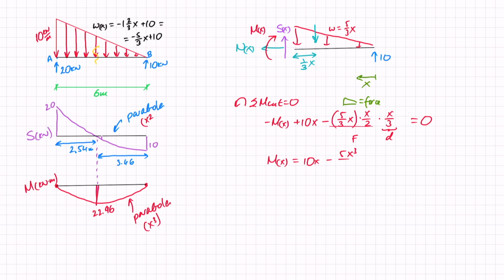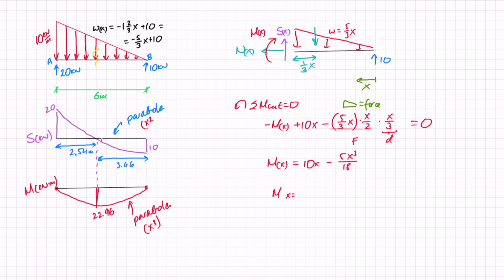And that equals 0, and I can write out this equation as Mx equals 10x minus 5x cubed over 18. And once again, I want to see what happens when x equals 0, what happens when x equals 6. So this is point B, this is point A, and then what happens at the max when x equals 3.46. Let's see if these match up. So when x equals 0, this whole thing zeroes out. That's fine. When x equals 6, I've got 60 minus 60, and that equals 0. So yay and yay.